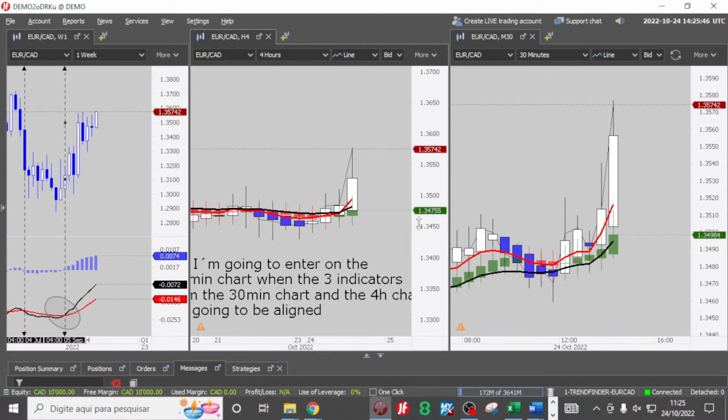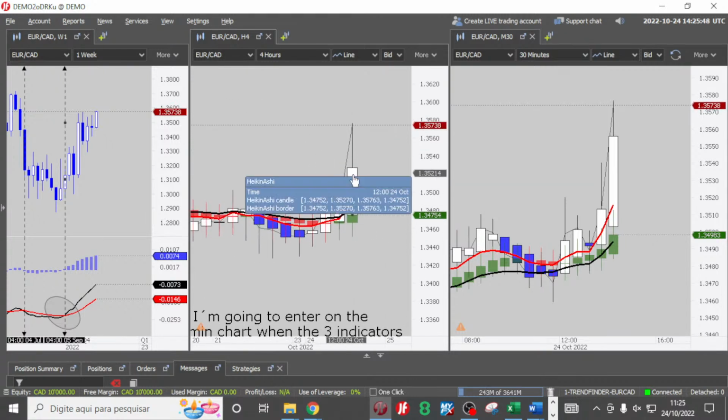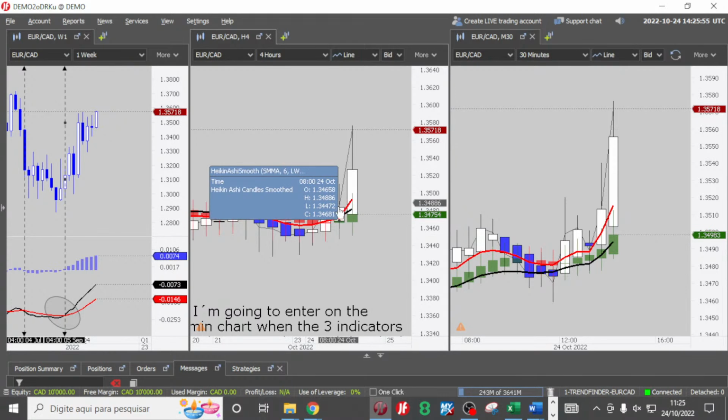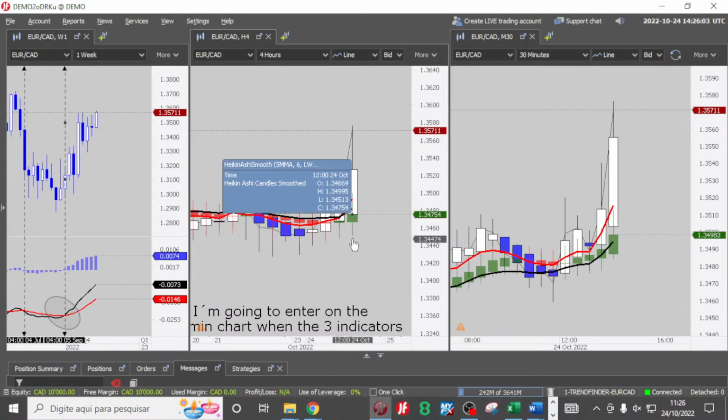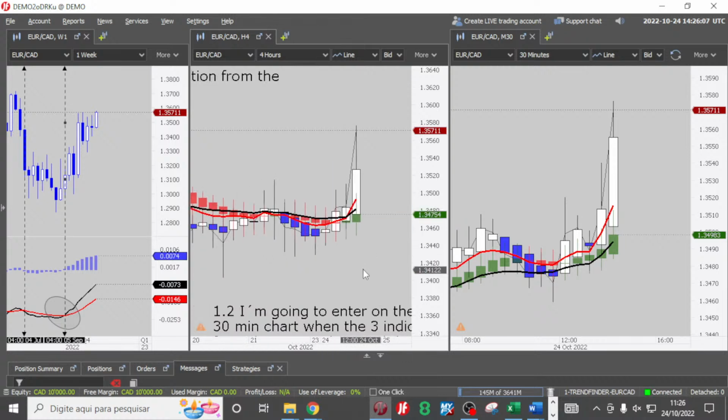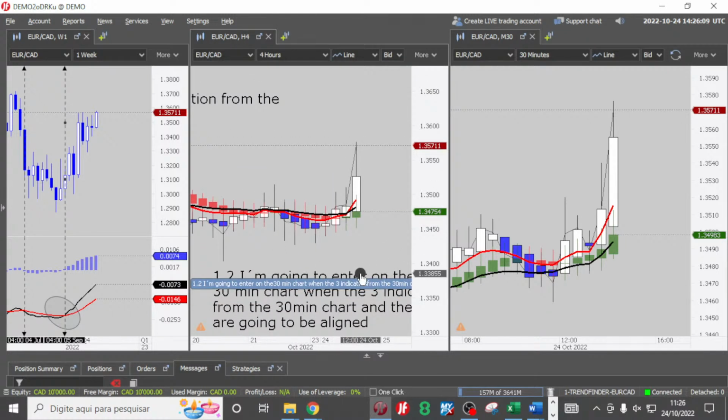And from the 4-hour chart, not from the most recent one, it's still forming, but from the previous one, Heikin-Ashi closed white, Heikin-Ashi smooth closed green, and maybe a little bit prematurely the EMA crossed to go long. Agreed, everybody? Julius says yes.